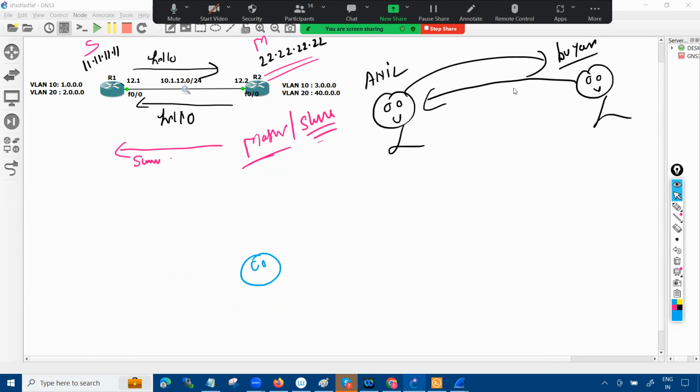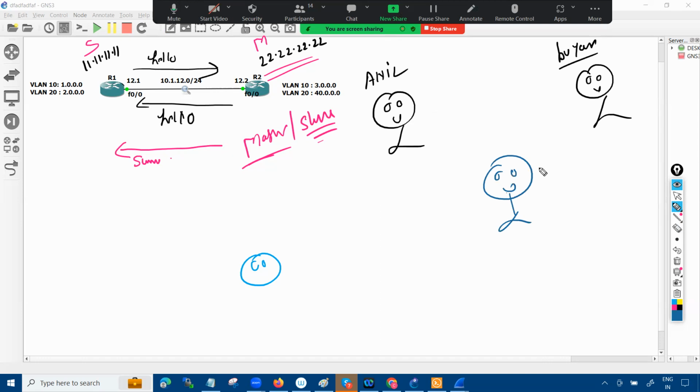So both are childhood friends. They were in the same classroom, and in this classroom they had one beautiful girl. Her name is maybe Nidhi. So Anil, Boozer and Nidhi were all friends in childhood. Anil has the number 1, 2, 3, Boozer has 4, 5, and Nidhi has 7, 8, 9. If you understand this example, you will understand the packets of the OSPF protocol.